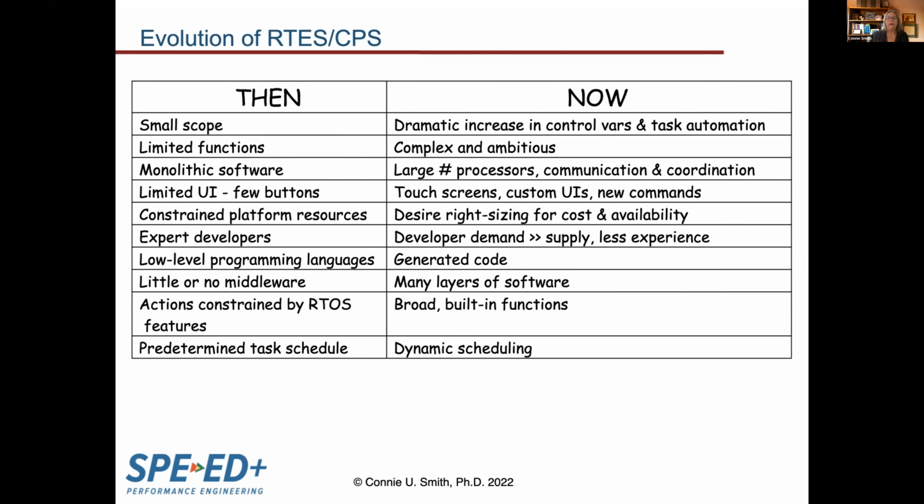Now we have a completely different situation. The number of control variables is quite large. Automation is large. We have many processors doing communication coordination. We have UIs. In general, things that we never had before. And so real-time embedded systems are a candidate for some of those risks.